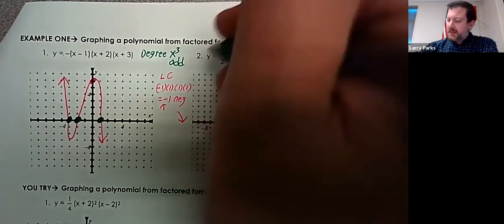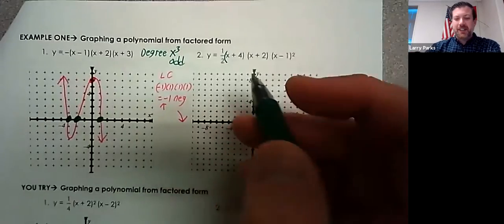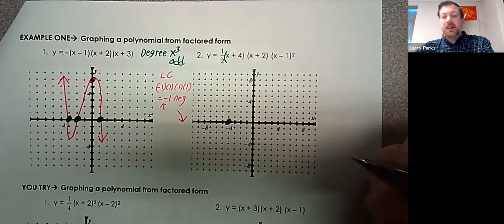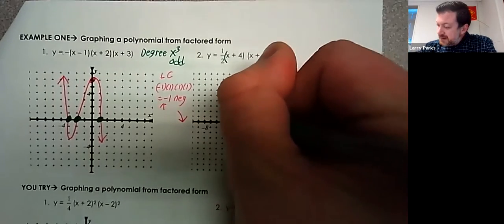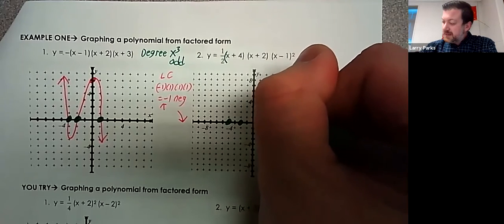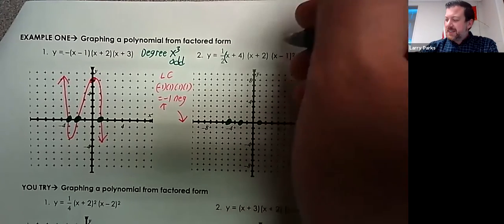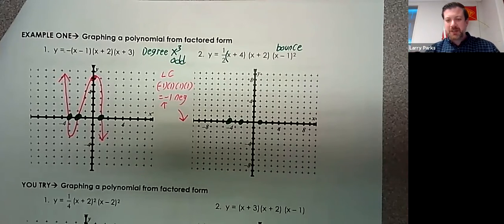The next one, you forgot their parenthesis. So you would say, okay, the solution for 4 is negative 4. For 2 is negative 2. And for negative 1 is 1. Now, this is to the first, that's to the first, that's to the second. So this is going to have a bounce right here. Remember, that's where it comes down, touches it, goes back up.